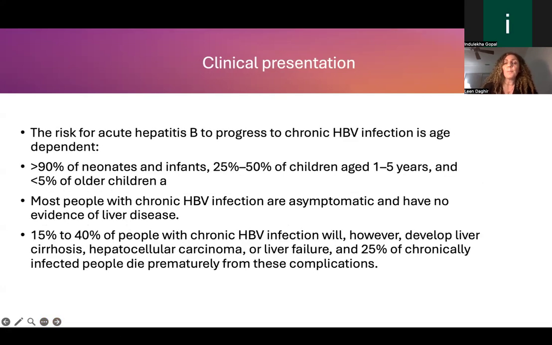The risk of acute hepatitis B progressing to chronic is age dependent: more than 90% of neonates and infants, 25% to 50% of children age 1 to 5, and less than 5% of older children. Most people with chronic hepatitis B infection are asymptomatic and have no evidence of liver disease. 15 to 40% of people with chronic infection will, however, develop liver cirrhosis, hepatocellular carcinoma, or liver failure, and 25% of chronically infected people will die prematurely from those complications.